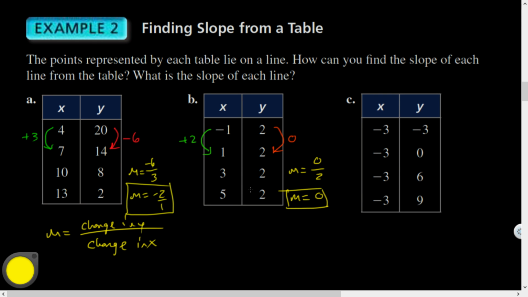What kind of line was it when we had a slope of 0? Do you remember? What did that look like? How steep is a line with a slope of 0? It's flat. It's horizontal, right? So this would be a horizontal line. It has no change in y.